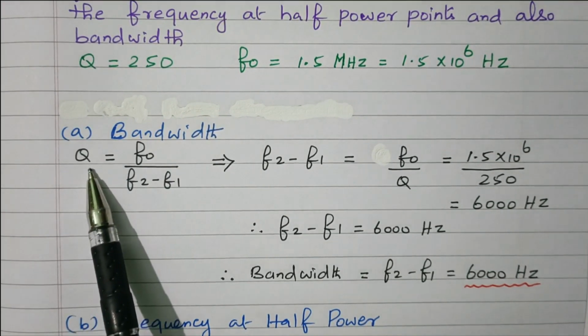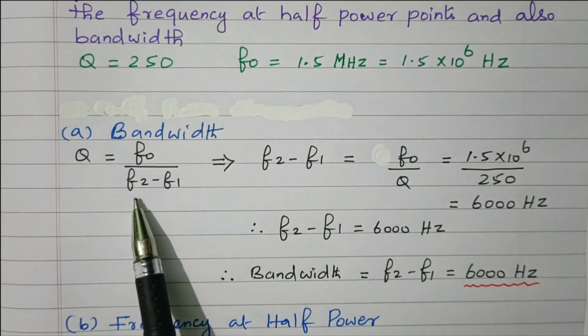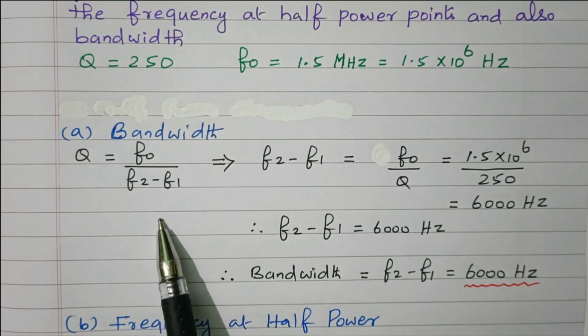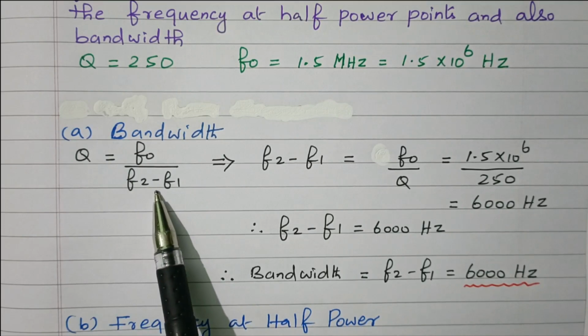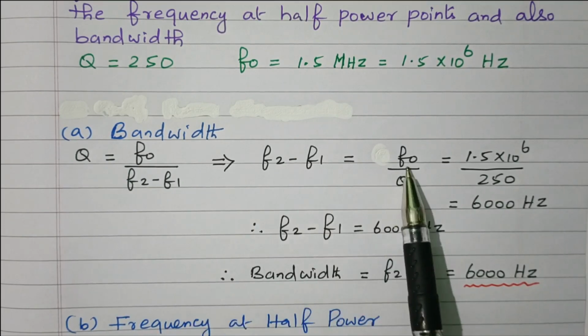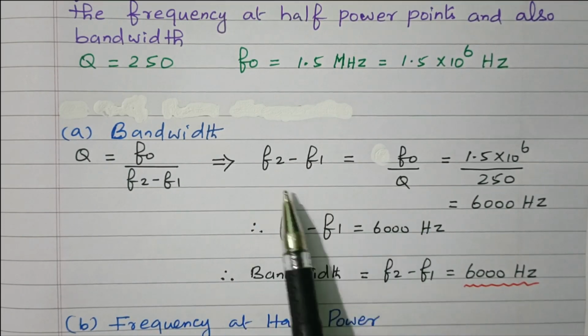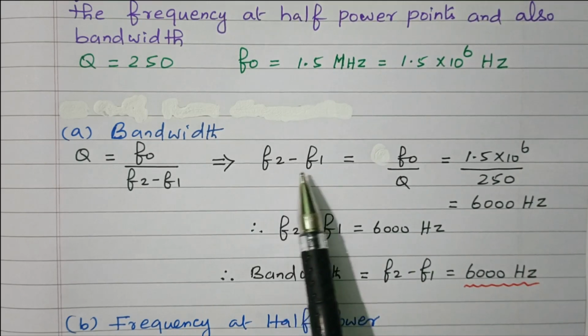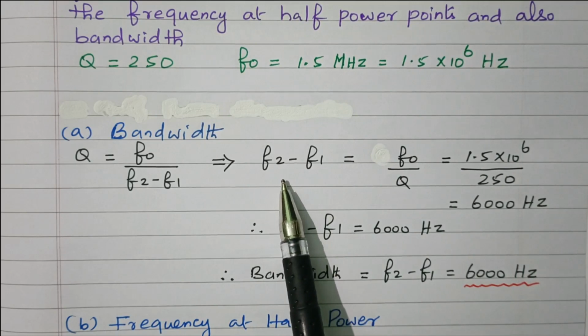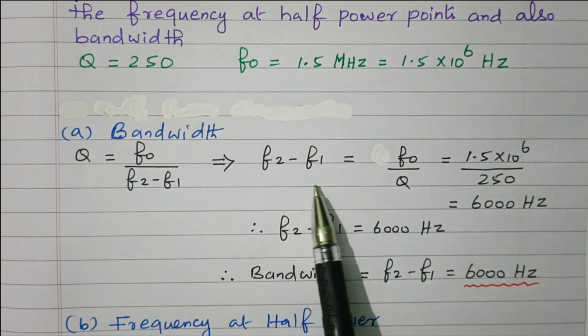Quality factor Q equal to f0 divided by f2 minus f1. Right. From that you interchange these two parameters. f2 minus f1 equal to f0 divided by Q. This f2 minus f1 is nothing but the bandwidth. Bandwidth is nothing but the difference between the upper half power frequency and lower half power frequency.